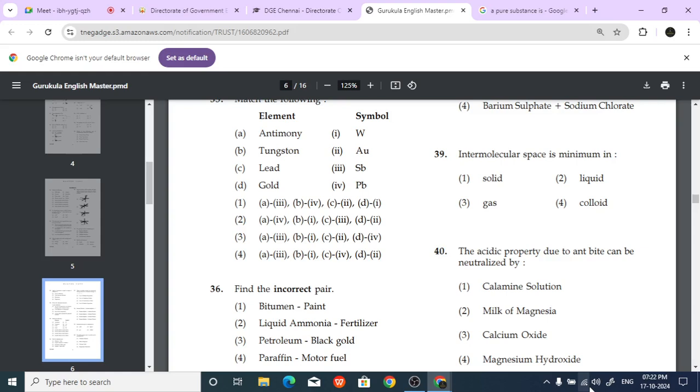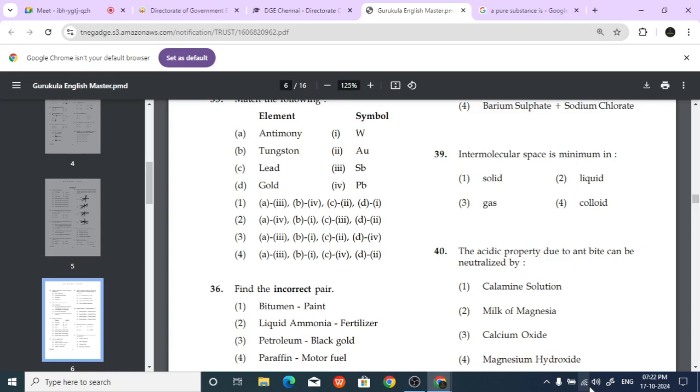The acidic property due to ant bite can be neutralized by. I'm reading question number 40. The acidic property due to ant bite can be neutralized by dash dash dash. Sir, calamine solution, sir. Yes, calamine solution is the right answer.